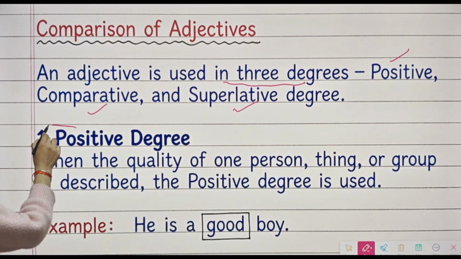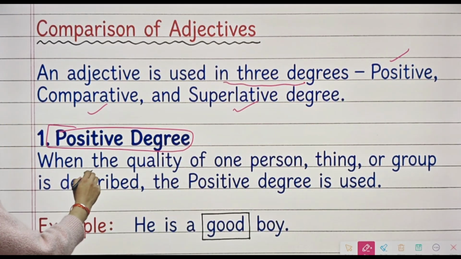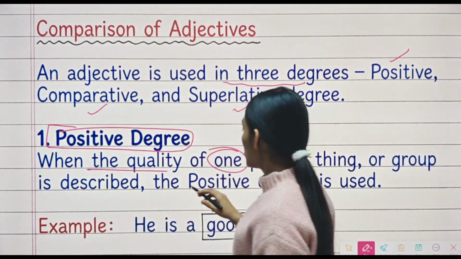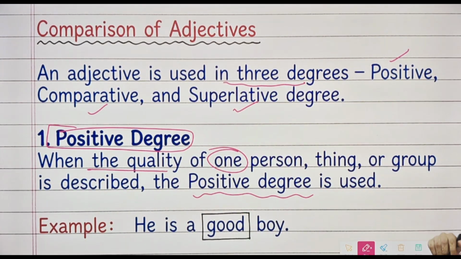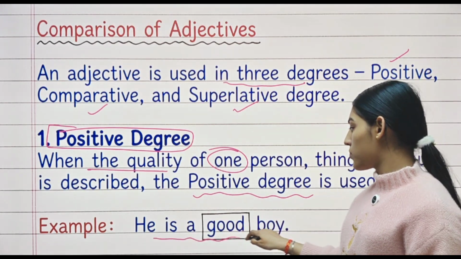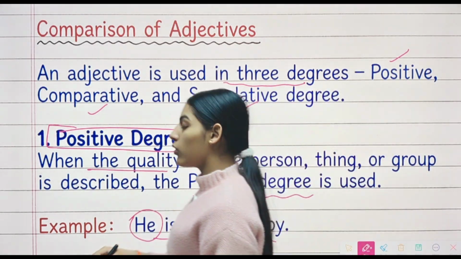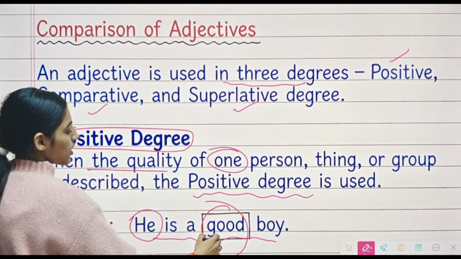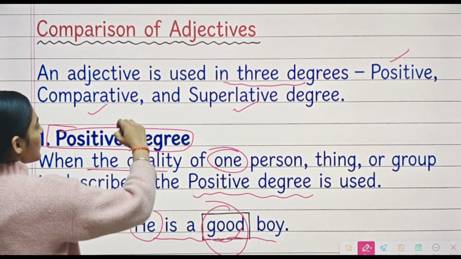So let's see the first one, the positive degree. When the quality of one person, thing or group is described, we will use the positive degree. For example, he is a good boy. Here we have only one person, so for that we will use good. So here good is the positive degree of an adjective.